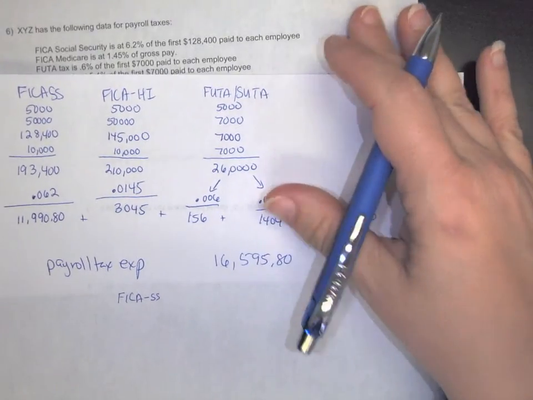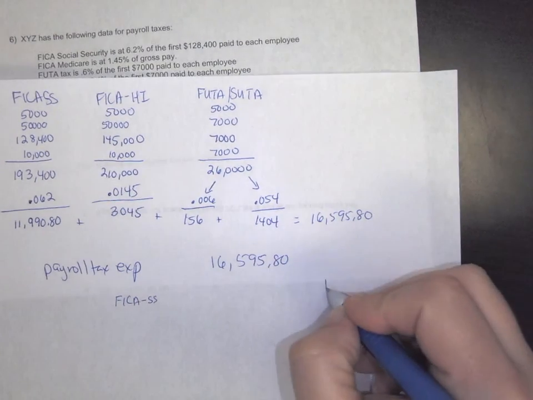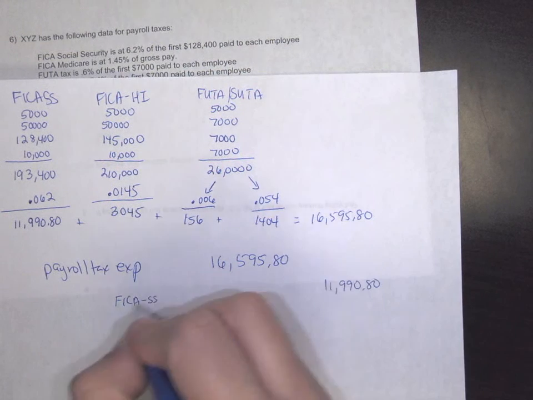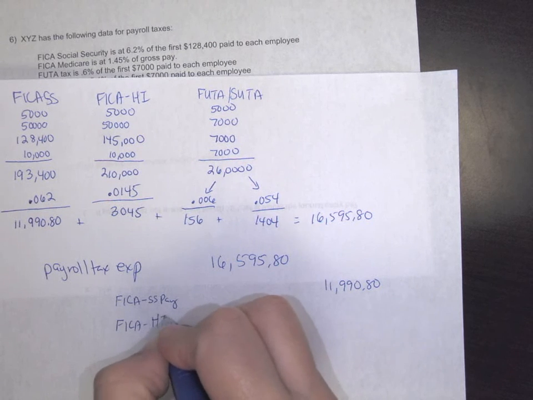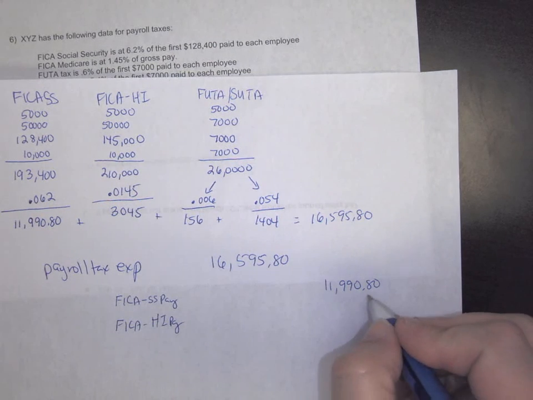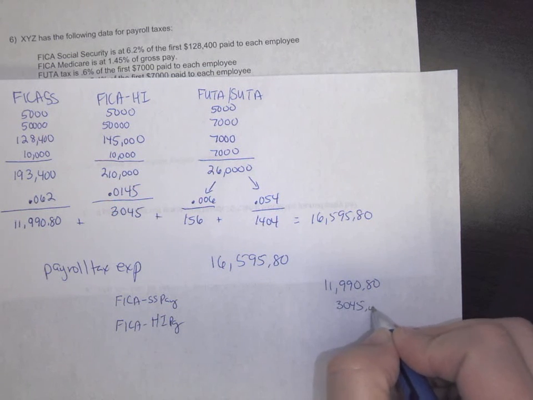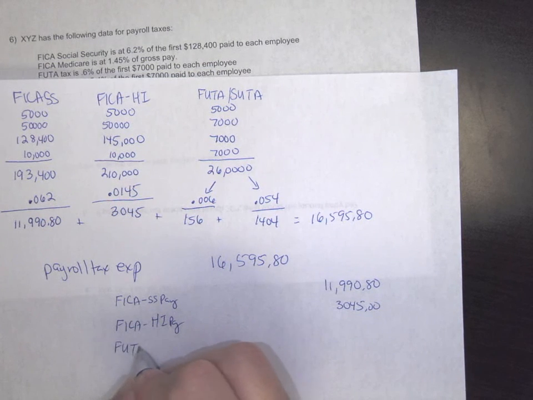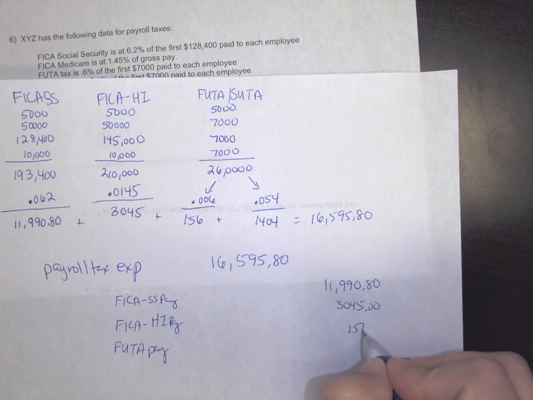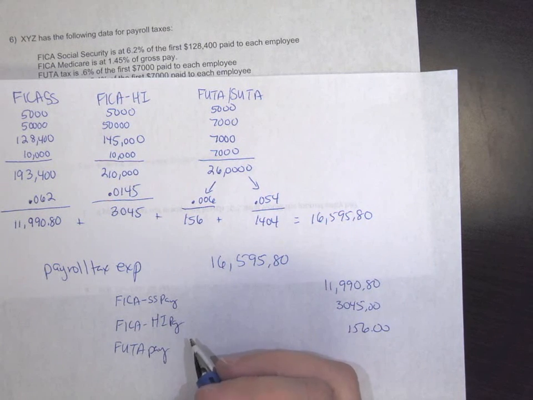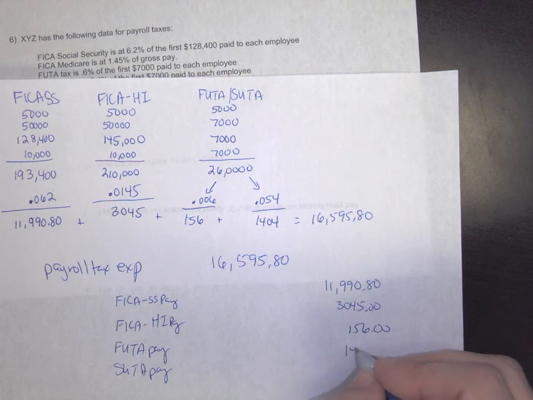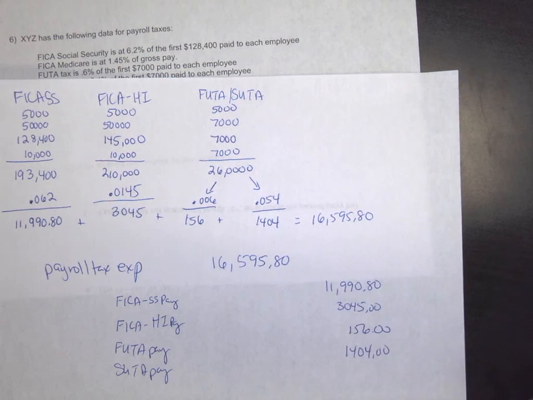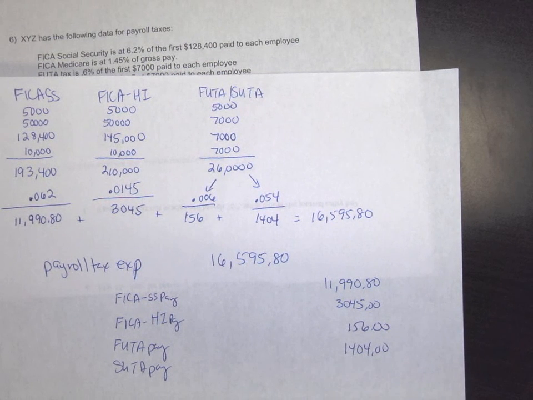So for this FICA Social Security amount, I am at $11,990.80, and that is a payable. For FICA, and I'm looking at Medicare, that amount was at $3,045. For FUTA payable, I'm at $156, and then for my SUTA payable, I am at $1,404. And so that would be the journal entry to record the employer's expense at that point.